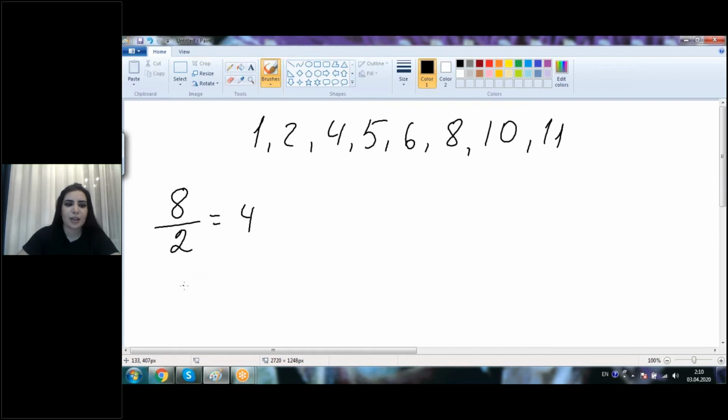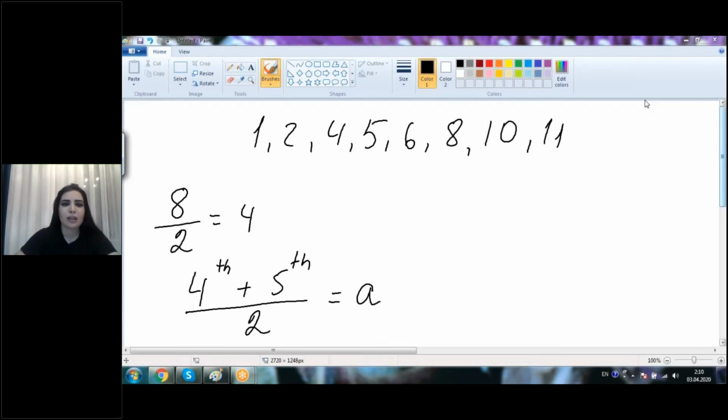Second step is to find the fourth and the next, it means the fifth number in the set. We add these two numbers and divide them by 2. So it means we should find the arithmetic mean of the fourth and fifth numbers in the set. And the number that we will get is our median.